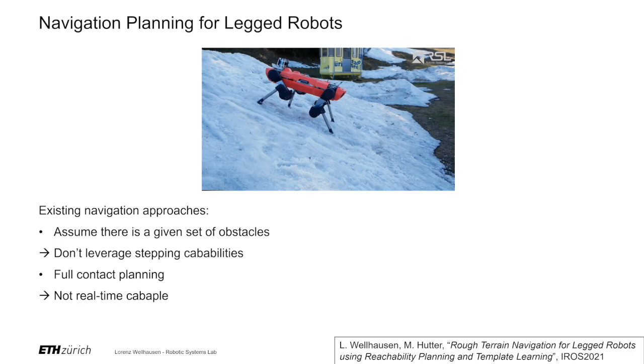Ideally, what you want to do is, of course, full contact planning with all the kinematics and dynamics of the robot, and do some kind of nice trajectory planning over the terrain. Unfortunately, currently, that's just not real-time capable. So we need something in between that can take into account the capabilities of the robot while still being real-time capable.